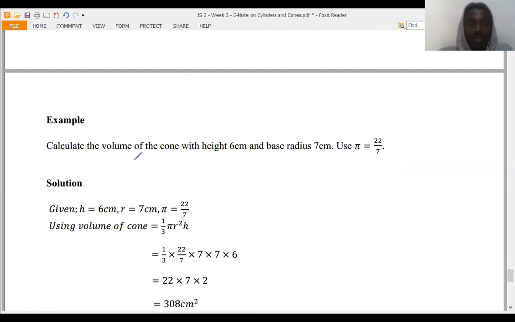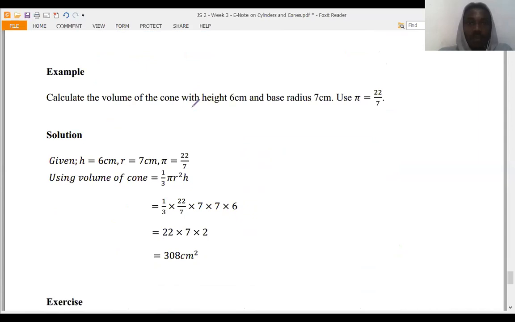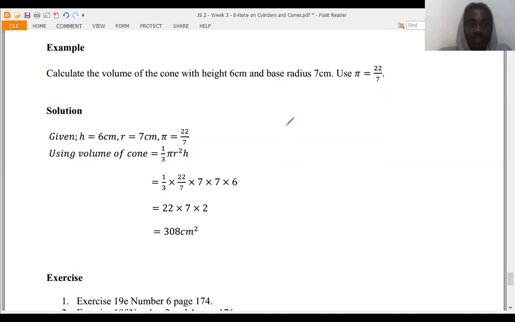Good. Example: calculate the volume of a cone with height 6 centimeters and base radius 7 centimeters. Use pi as 22/7. The solution: we are given the height as 6 centimeters, the radius as 7 centimeters, and pi as 22/7. So using the volume of a cone as 1/3 πr²h, we substitute 1/3 times 22/7 times 7 times 7 times 6.